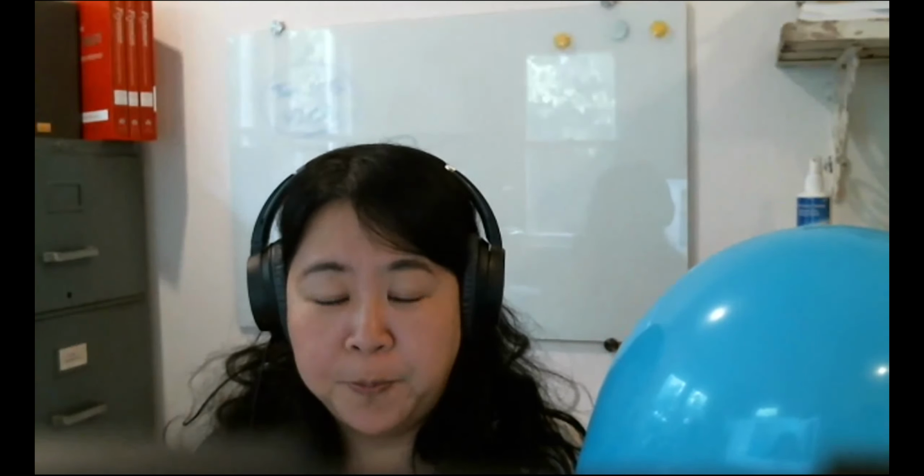So before rubbing, the balloon was electrically neutral. My hair, myself, was electrically neutral. What does electrically neutral mean? It means that you have the same number of electrons and protons, plus and minus. So overall, the sum of the electric charge is zero. So that's electrically neutral, right?